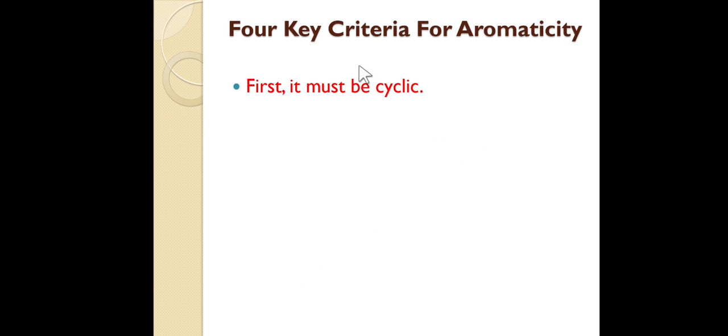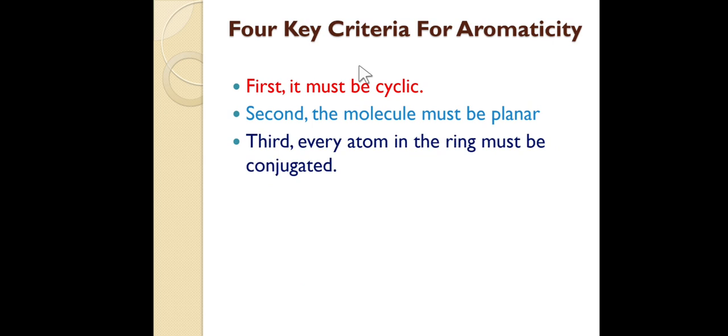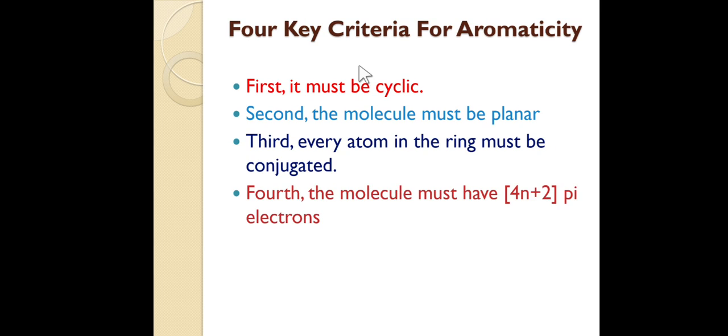As you know, first it must be cyclic, secondly the molecule must be planar, third each and every atom in the ring must be conjugated, and the fourth one is very popular, that is, a molecule must have a 4n plus 2 pi electron system. So friends, this lecture will be just a review for the BSc, where I will review these four criteria for aromaticity. Let's start one by one.